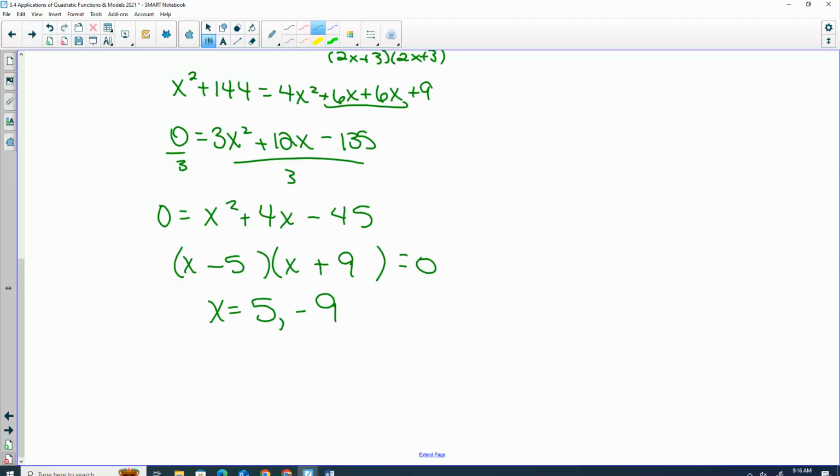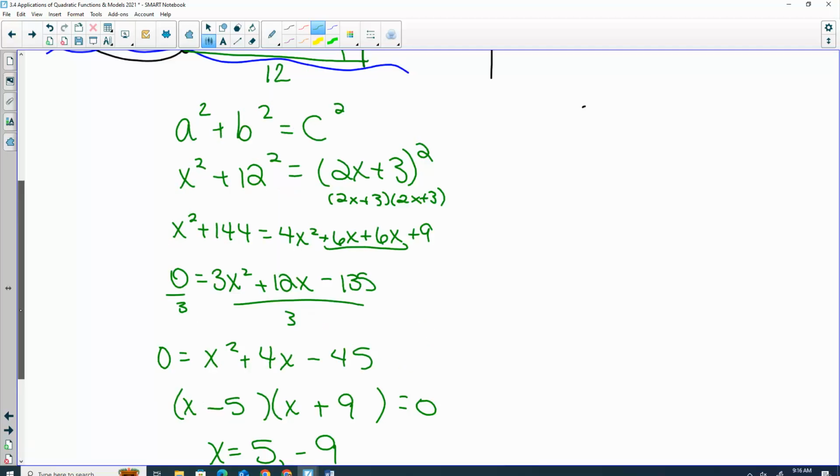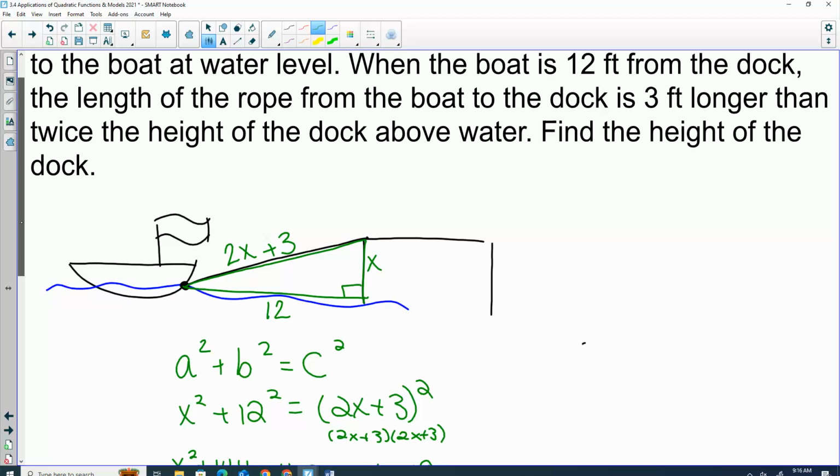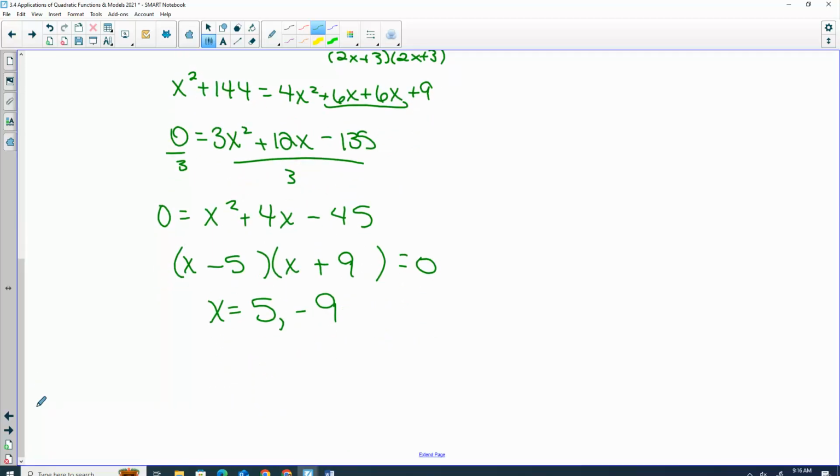Are both answers reasonable? No, because what does x represent? Yeah, it was the height of the dock above water. So we couldn't have a negative height. So the dock is 5 feet above water.